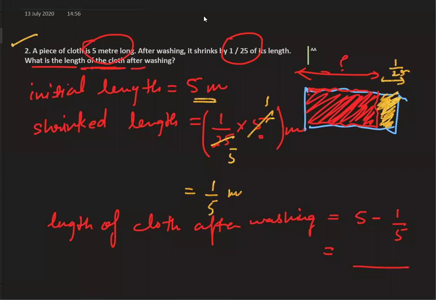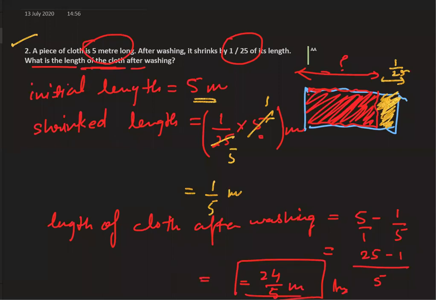By the way, take LCM 5, then 5 5s are 25 here minus 1, so 25 minus 1 is what I am trying to tell you, 24/5, sorry 24, it's not 25, it's 24/5 meter. So 24/5 meter cloth is left after washing, or you can convert it into mixed fraction also.